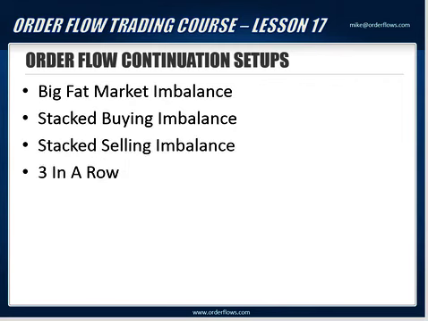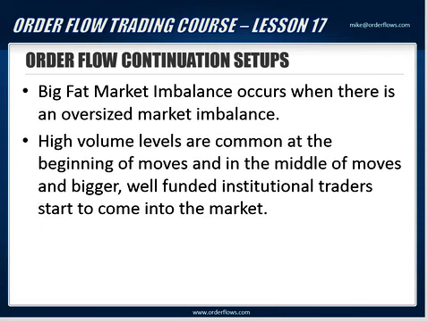So in order flow, I have 4 continuation steps. It's really 3, but one's worded as 2. Basically, it's big fat market imbalance, stacked buying imbalance, or stacked selling imbalance, or what I like to call the 3 in a row. And I'll show you. It's easier to see it, I think, with photos. But quickly, I'll just explain it.